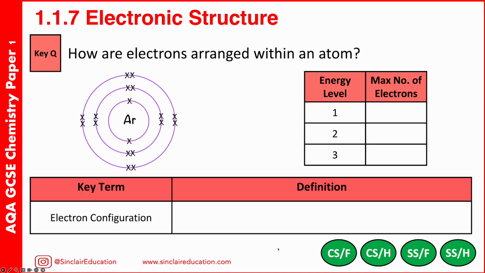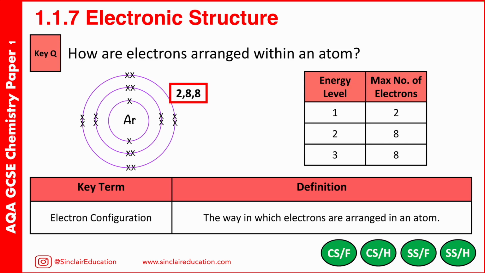With our electronic structure, again, very common question to come up. This is the way in which electrons are arranged in an atom. And we need to know the rule that 2 electrons are found in the first shell, then 8, and then another 8. So argon, for example, is 2,8,8.